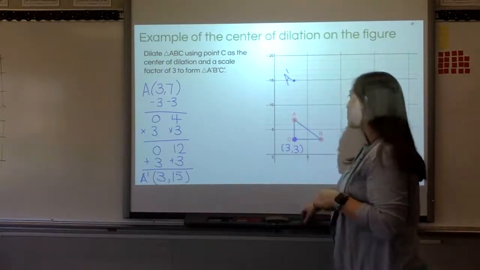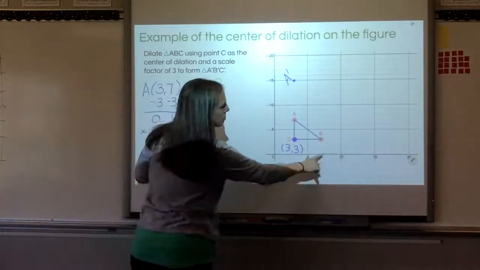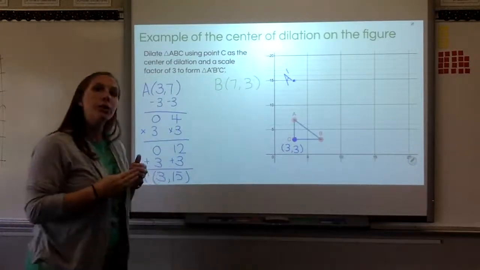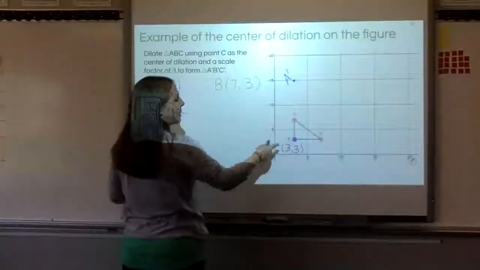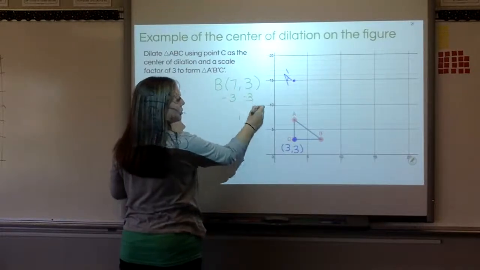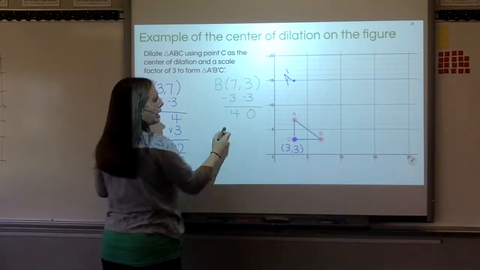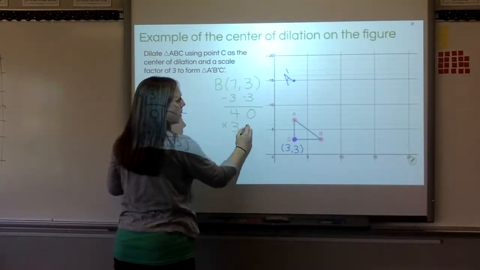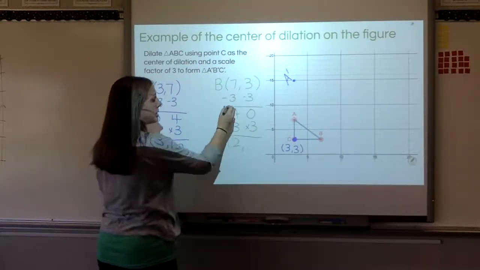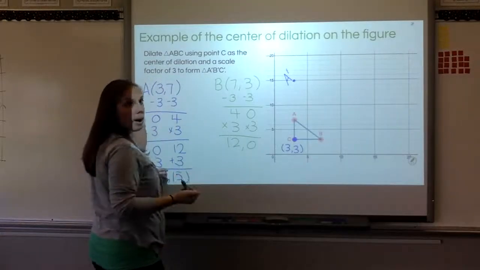So I'm going to quickly walk through point B so that you can see it one more time. So point B is at 7, 3. So the first thing I'm going to do is figure out how far that is away from my center of dilation, which is point C. So I'm going to subtract my x values, and I'm going to subtract my y values. Then I'm going to apply my scale factor of 3 by multiplying. So I find that it needs to be a distance of 12 on the x values and a distance of 0 on the y values.